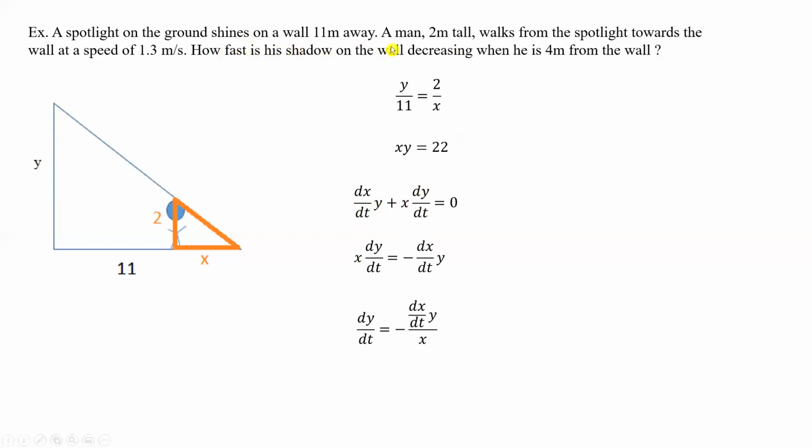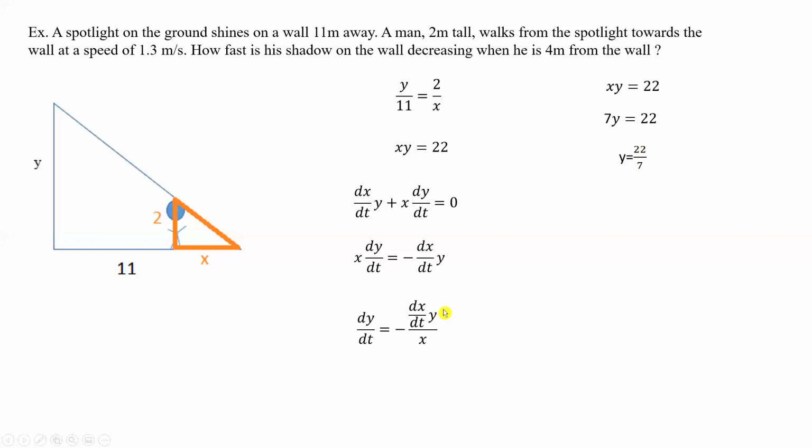How fast is the shadow on the wall decreasing when he's 4 from the wall? So if he's 4 from the wall and the distance is 11, what's x? You can fill that in. To find y, we're going to go back to the equation just before we took the derivative. You should have found that x was 7. If the person is 4 from the wall, the total distance was 11, that means x would be 7. When you solve that for y, you're going to get 22 over 7.